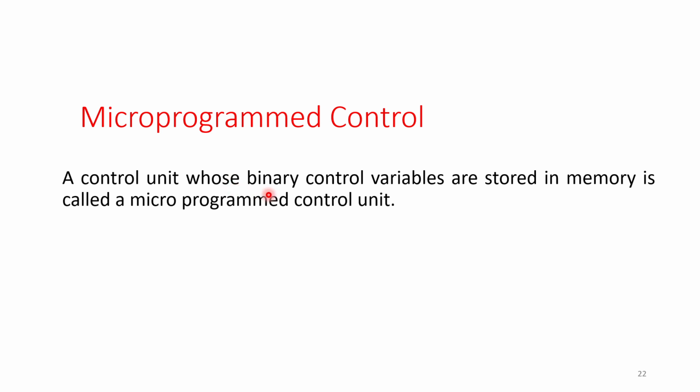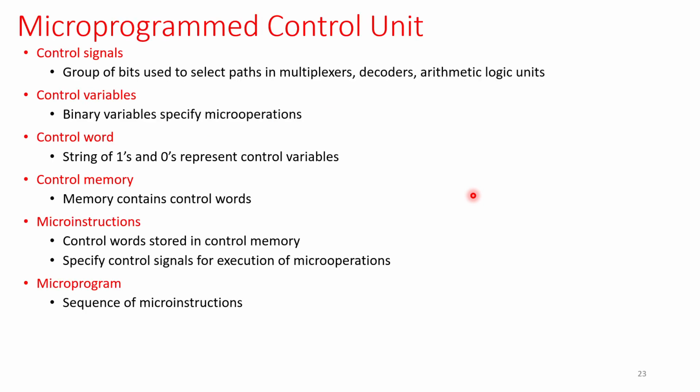In the microprogram control unit, we have binary control variables stored in the memory. Then the particular control word is taken for generating the control signals. Here the control signals are generated by multiplexers, decoders and arithmetic logic units. The micro operations are nothing but binary variables, called control variables. The control variables in the form of zeros and ones are nothing but the control word. The memory contains the control word, stored in the control memory. If you want to generate any control signals, then execute the micro operations. A sequence of micro instructions is nothing but a micro program.